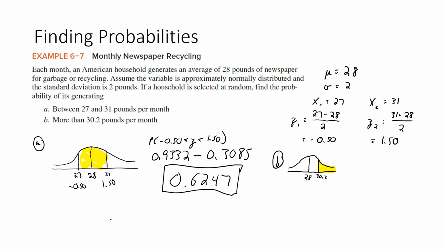And that's what I'm trying to find. So that's a greater than problem. I'm going to find the probability to the left and subtract it from 1. Let me get my pen back here. So I need to first, again, find the z-score.